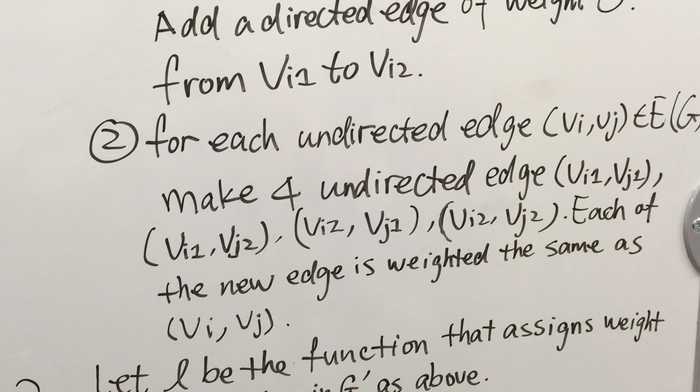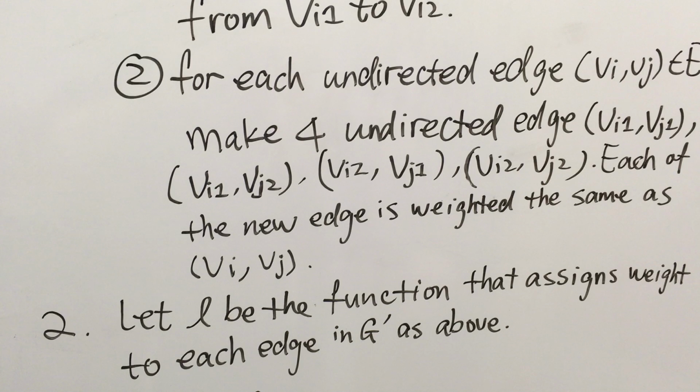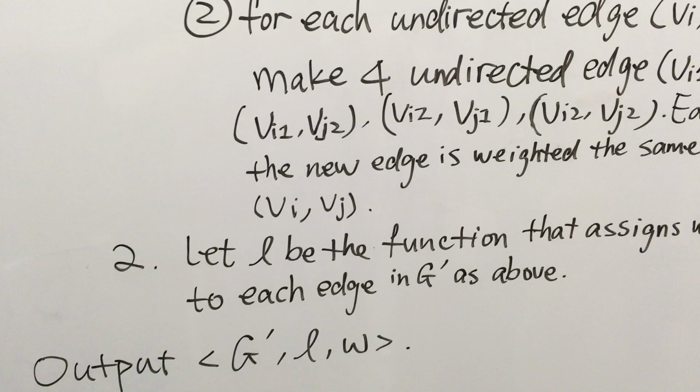Then for each undirected edge vi, vj in the original graph, we make 4 undirected edges in the new graph: vi1, vj1; vi1, vj2; vi2, vj1; and vi2, vj2. Each of the new edges is weighted the same as the original edge. Then the second step is let L be a function that assigns weight to each edge in G prime as described in step 1. Lastly, our function outputs G prime, L, W.